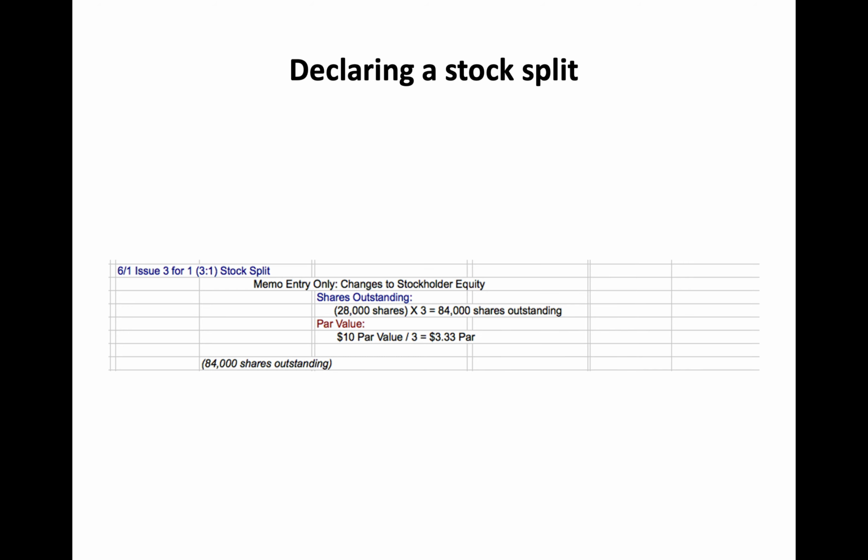Well, how about a stock split? On June 1st, we issue a 3-for-1 stock split, and we can also state that as 3:1 or 3-for-1. This does not require a journal entry. Instead, there's a memo entry in the stockholders' equity section that says the number of shares is now 3 times higher, 28,000 shares. In this instance, times 3 gives you 84,000 shares. And the par value is divided by 3. So we now have a par value of $3.33.